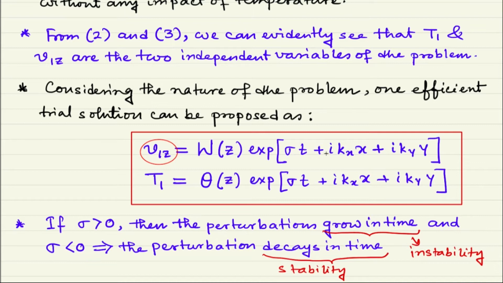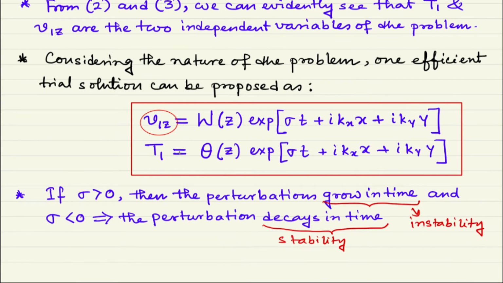Now, for the x dependence and y dependence, for simplicity we can propose plane wave type solutions, both for V1Z and T1. For T1, the z dependent function is this capital Theta. You can easily see that other than the z dependent part, the x and y dependent parts are the same for both V1Z and T1.